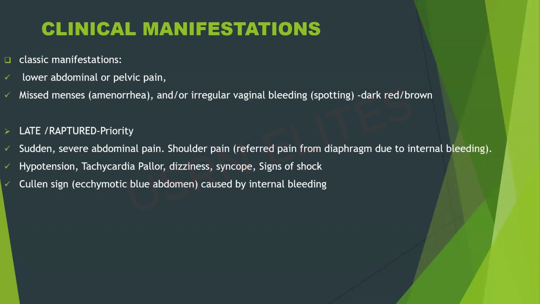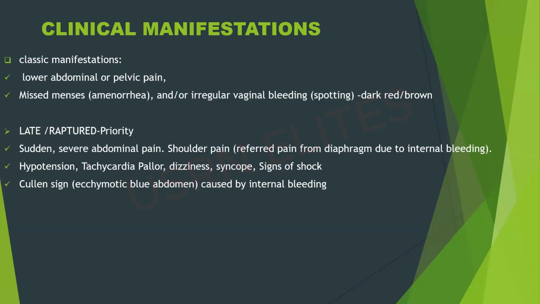And once the patient is bleeding, obviously there's going to be hypotension. With hypotension, you're going to have reflex tachycardia. So with hypotension, when the patient is bleeding, the heart has to come in to compensate. And the patient will experience pallor, dizziness, syncope. All these things are signs of shock. So you are going to experience signs of shock together with sudden severe abdominal pain, referring to the shoulders.